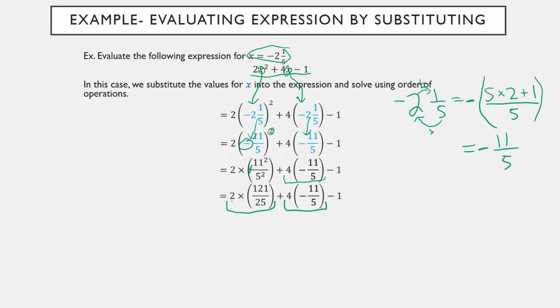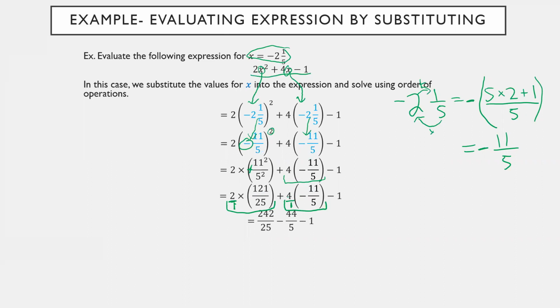And again, just a little reminder, when you multiply a whole number or an integer by a fraction, simply put a 1 underneath it, and it automatically becomes a fraction. So I have 2 over 1 times 121 over 5. That ends up giving me 242 over 25. And 4 times negative 11 is negative 44, and 1 times 5 is 5.